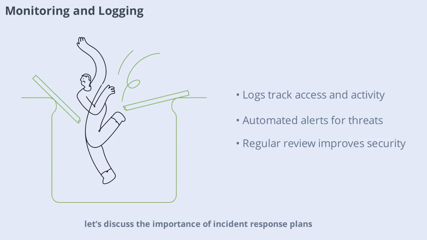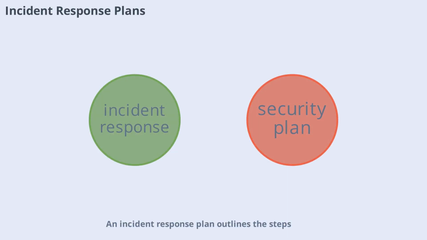Next, let's discuss the importance of an incident response plan. An incident response plan outlines the steps to take when a security breach occurs. It includes identifying the threat, containing the damage, eradicating the cause, and recovering systems. Having a clear plan ensures a quick, organized response, minimizing harm to the organization. Regularly testing and updating the plan keeps it effective.